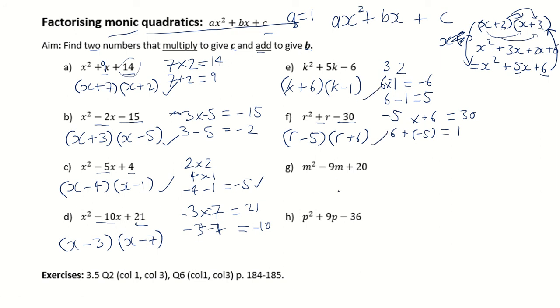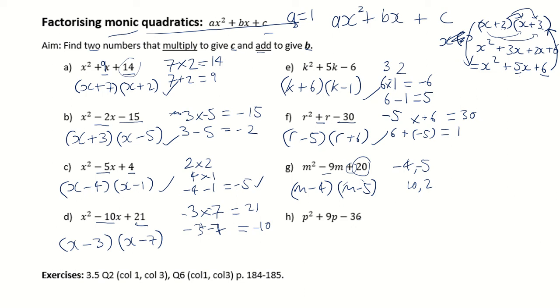So these are all working. Now this one we need two numbers that multiply to give us 20. So we could have 4 and 5, or we could have 10 and 2. Well, we need negative 9, because it's a negative. We know that it's going to be, and this is a positive. Well, in order to get positive 20, we're going to need a negative 4 and a negative 5. That'll give us positive 20, and negative 4 take 5 will give us negative 9. So it'll be m take 4 and m take 5.